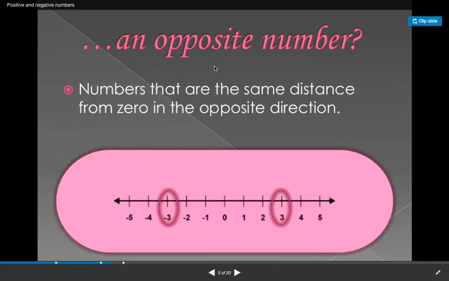What are opposite numbers? Opposite numbers are the same distance from 0 in the opposite direction. For example, negative 3 and 3. Let's look. Negative 3, let's see how many spaces it is from 0. It's 1, 2, 3 spaces from 0. Positive 3 is 1, 2, also 3 spaces from 0. The distance it is from 0, regardless of the direction, is the absolute value. Absolute value is always positive because it's the distance from 0.